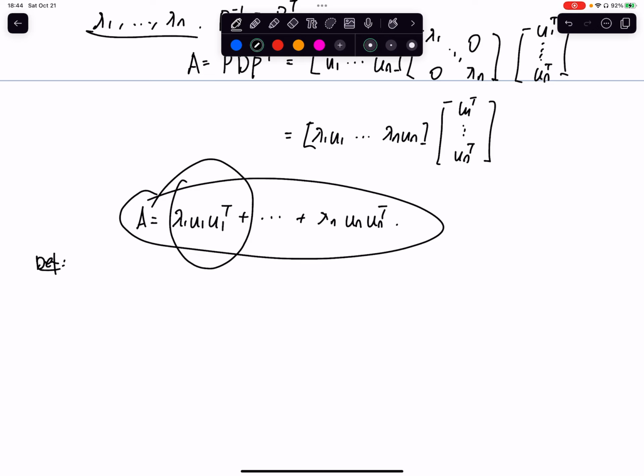Moreover, each matrix uj uj transpose is a projection matrix, in the sense that for each x in Rn, uj uj transpose x is the orthogonal projection of x onto the subspace spanned by uj, where j ranges from 1 to n.